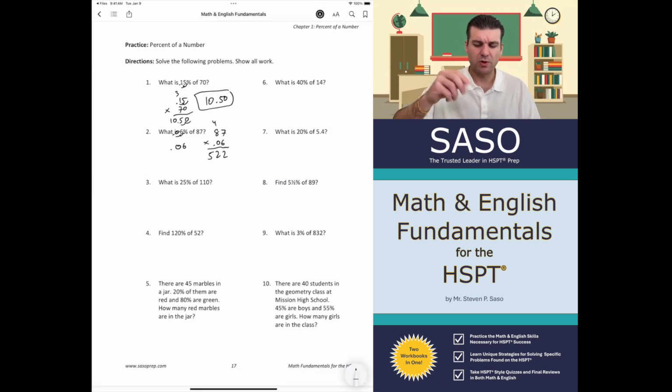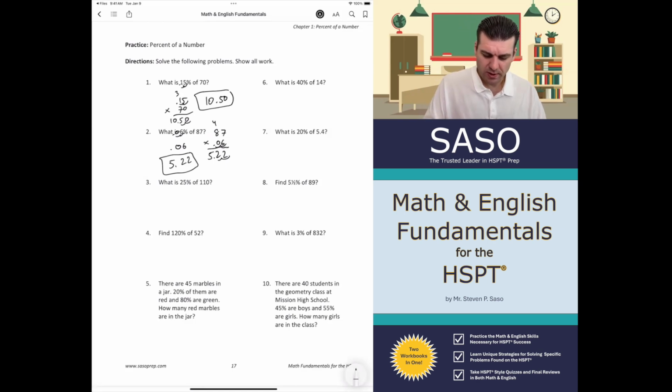Sometimes I see students multiplying out the 0. You don't really need to do that. Just count up your decimals at this point. 1, 2, 1, 2, and we get 5.22. All right, what is 25% of 110?